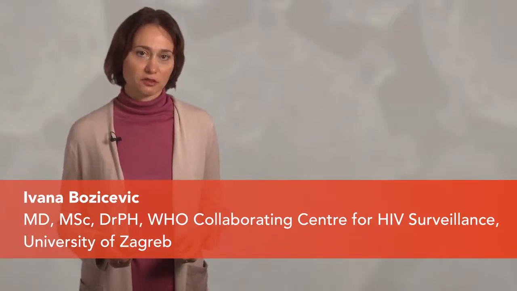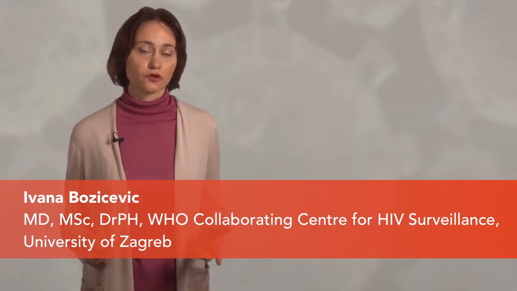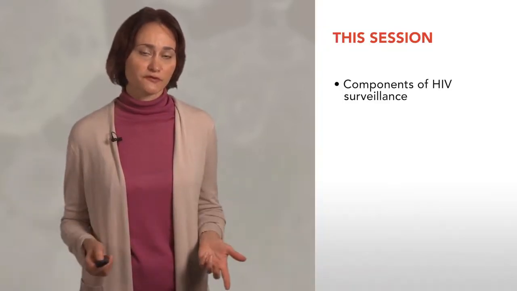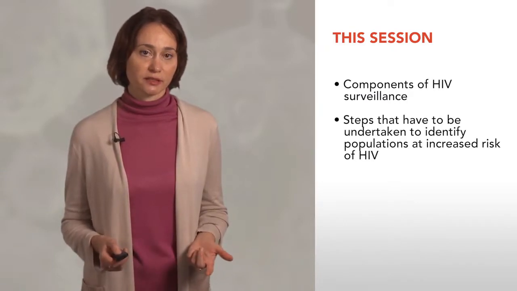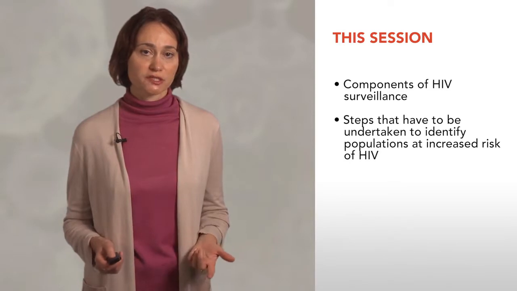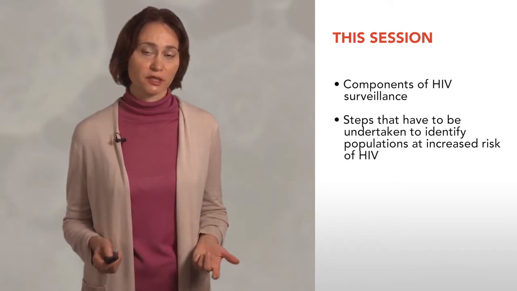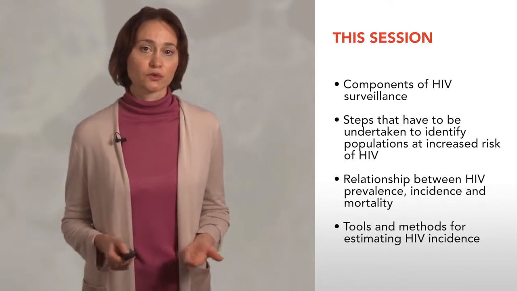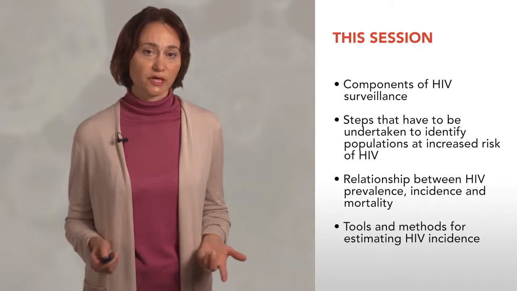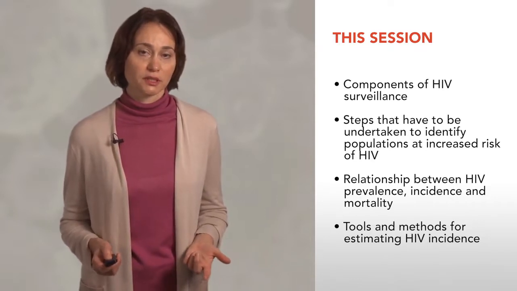Welcome to this session on HIV surveillance. In my presentation, I will focus on four main issues: components of HIV surveillance, steps that have to be undertaken to identify populations at increased risk of HIV, the relationship between HIV prevalence, incidence and mortality, and tools and methods that enable us to estimate where new HIV infections are coming from.